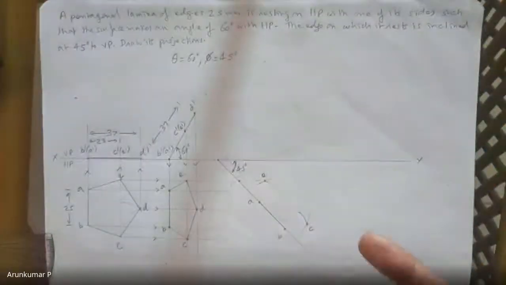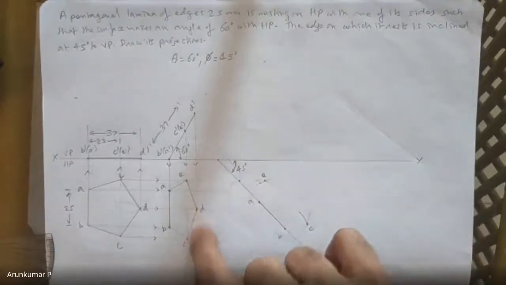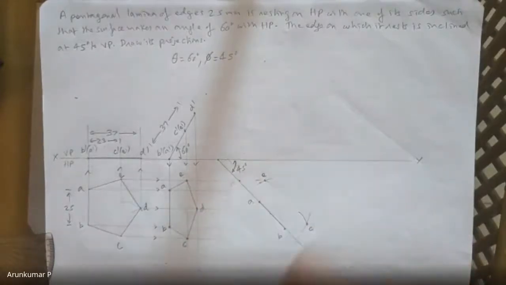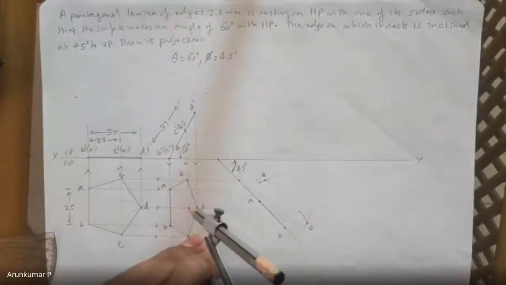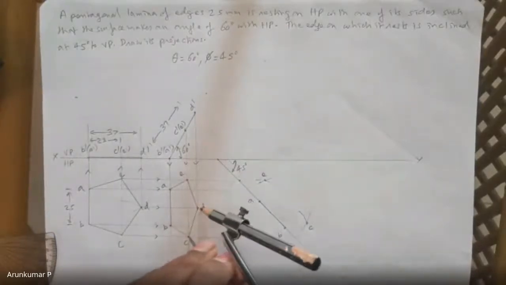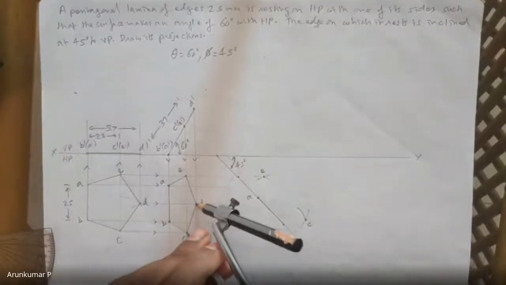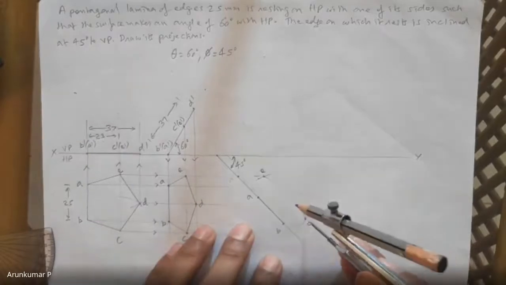Now, once more, I'll apply the same thing with respect to C and E. I will locate D. So what I'll do is, I'll take the rounder again. This time, from C to D, whatever is the distance, I'm going to measure that and I'm going to make an arc.